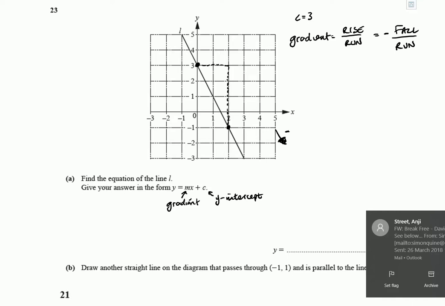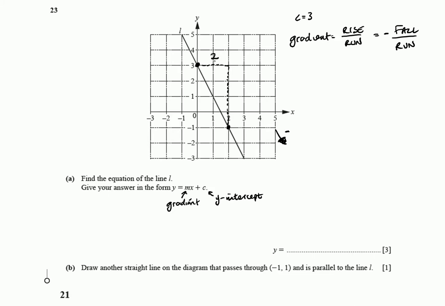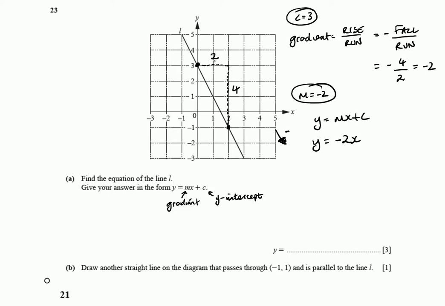So we're going to have over here 2 across and 1, 2, 3, 4 down. So my fall is 4, my run is 2, it's minus because it's going downhill. The answer is minus 2 for the gradient. m equals minus 2. So with these 2 bits of information, I can now say y equals mx plus c becomes y equals minus 2x plus 3. And that's my answer.